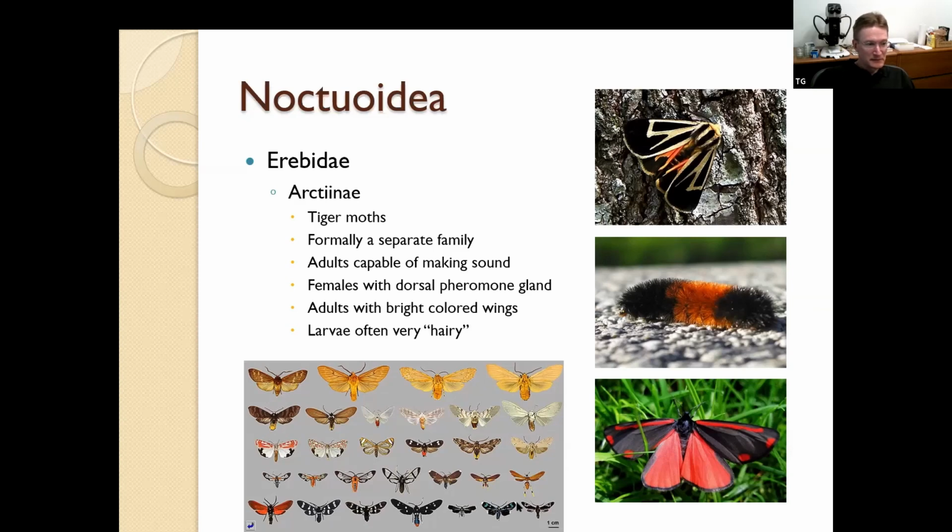You can see some examples down here in the bottom left. A lot of the adults are very brightly colored. So you have these really bright red and yellow and white spots that make them very distinctive. And then a lot of the larvae are what we call hairy, or have a lot of setae, like this one in the middle here. So it's a very distinctive group, something you might encounter doing any general LEP survey. And again, these moths are fairly easy to recognize because they are so colorful in a lot of instances.